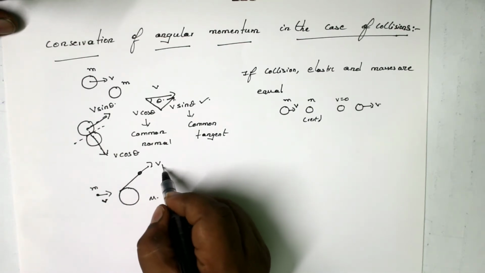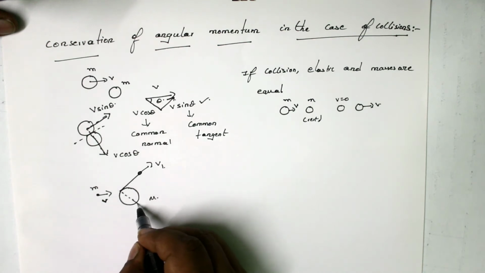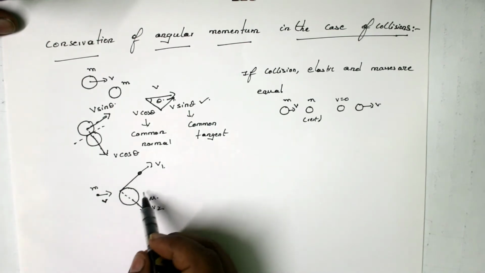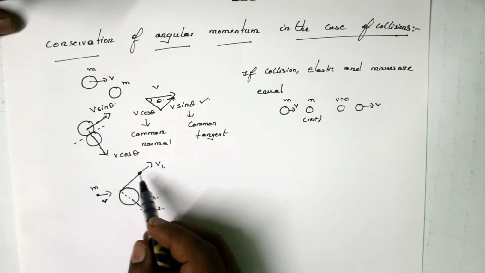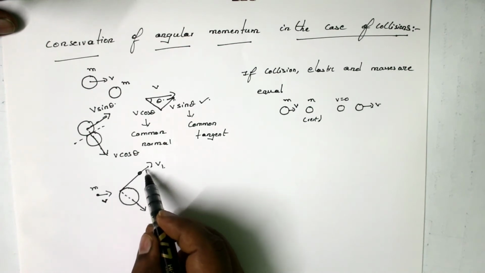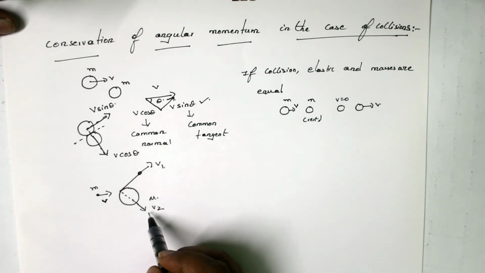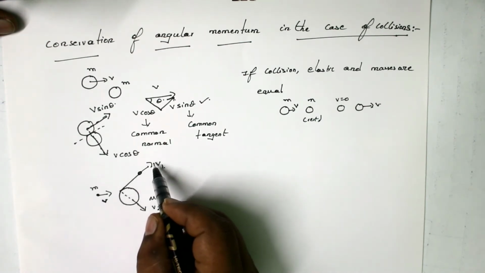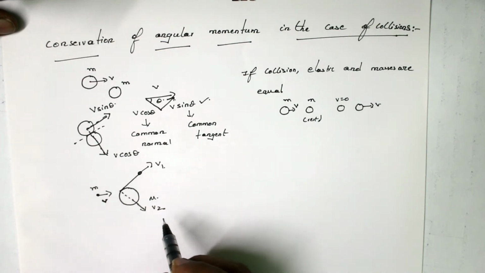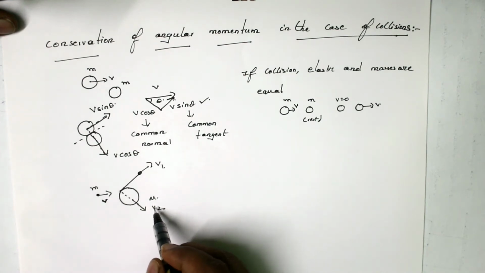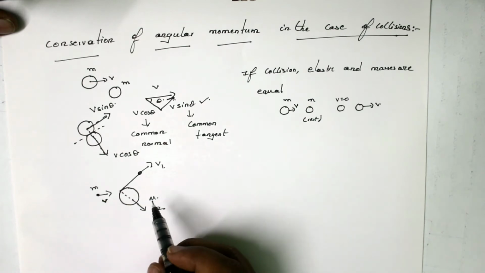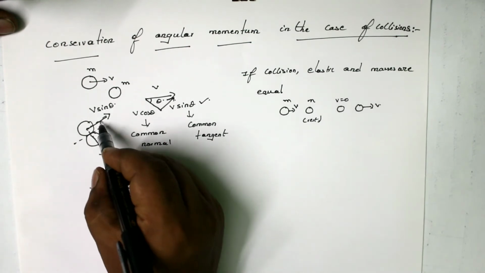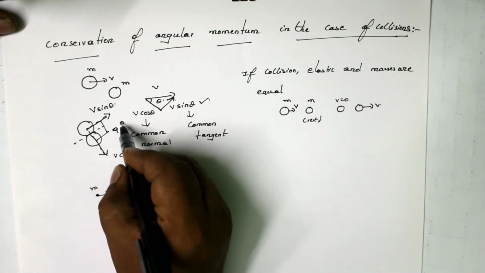So if this velocity is v1, then this bigger body travels with a velocity of v2. So here also I can say that the velocity along the common tangent is v1 and the velocity along the common normal is v2. This smaller body has velocity only along the common tangent, and the bigger body has started to travel with a velocity of v2 in the direction of the common normal. So previously, if it is an elastic collision and the masses are equal, then this angle should be 90 degrees. That also we have studied.